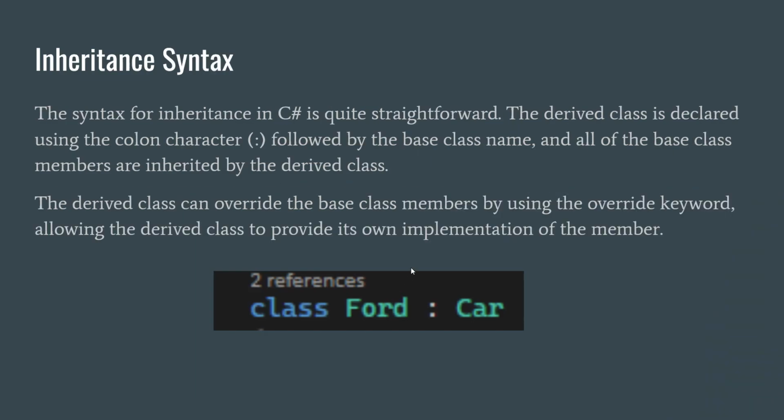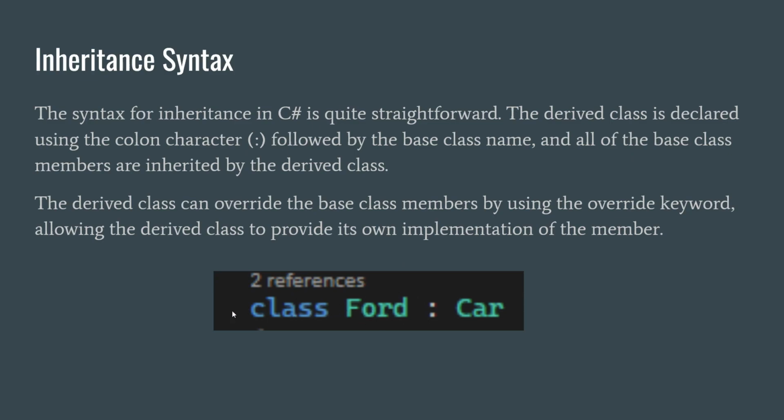The syntax, right? Okay, brother, how does the syntax look? Well, let me show you. The syntax for inheritance in C sharp is pretty much straightforward, but it's a little bit different if you're coming from Java, right? In Java, you use the keyword extends basically. So what does it look like? Well, it's pretty much declared using the colon character right here.